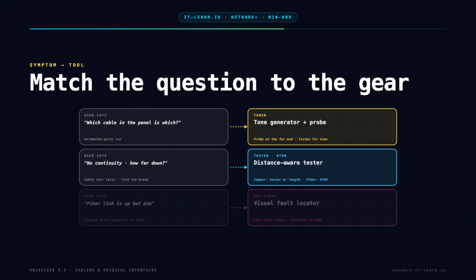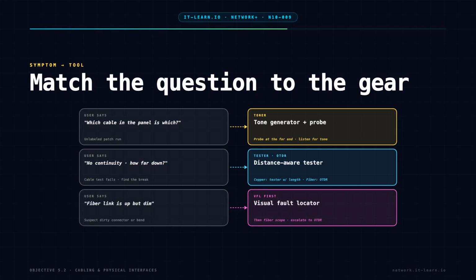Copper link runs slow and intermittent. Cable certifier, look at attenuation and crosstalk. Match the tool to the question. Do not pull out an OTDR for a labeling job. Speaking of which, your testing kit.